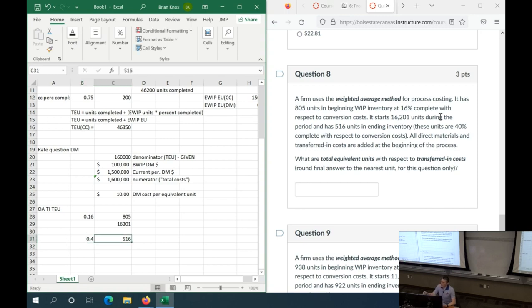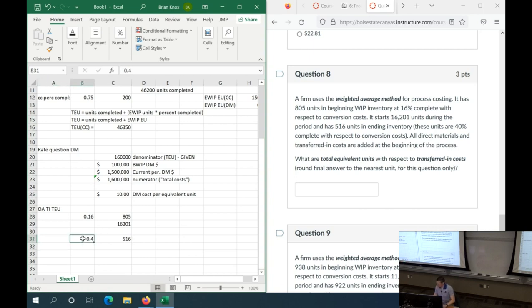All direct materials and transferred in costs are added at the beginning of the process. So this is like a paper airplane problem. Lump sum at the beginning. If they're even a fraction of a percent complete with respect to conversion costs, that means they have all their direct materials and all their transferred in costs. So a prior department cut down the tree, planed the lumber and created the paper, and they hand off the paper to us. All the costs of doing that get transferred in, and now we are going to fold the airplane. That's our department. So transferred in costs come in at the very beginning of the process.